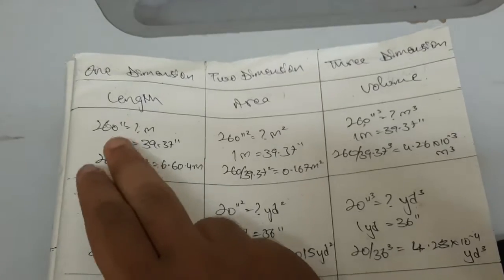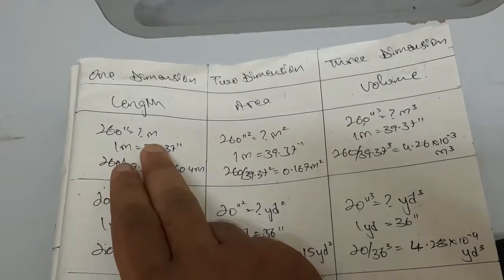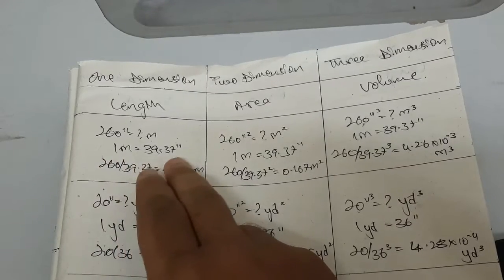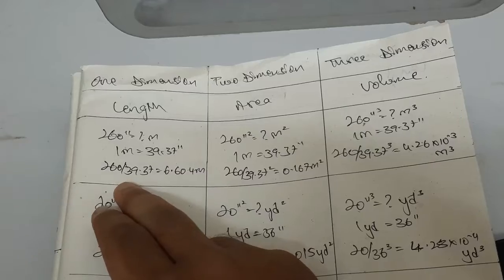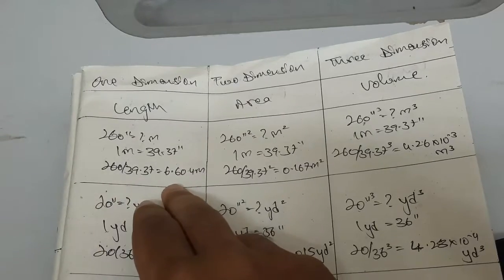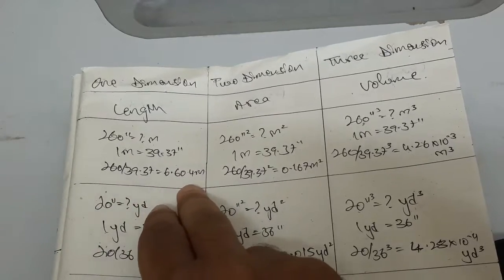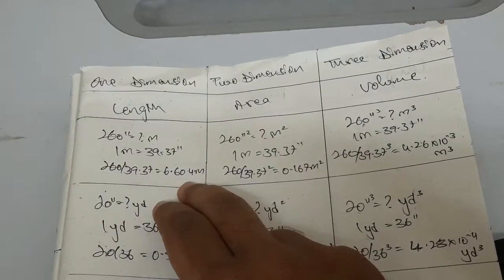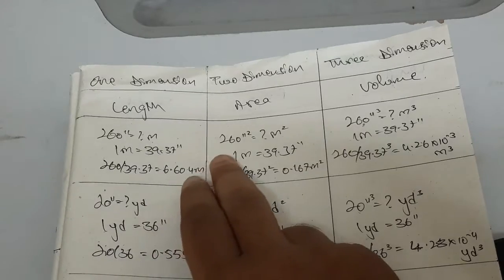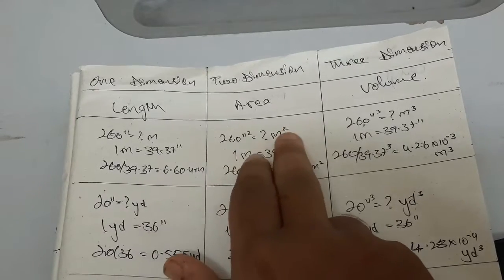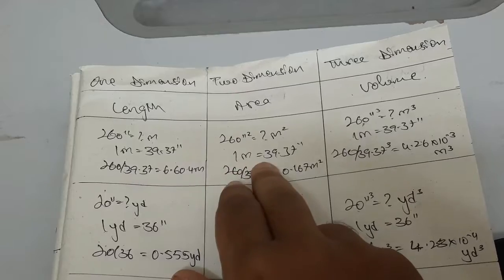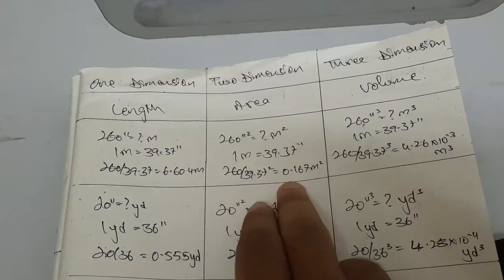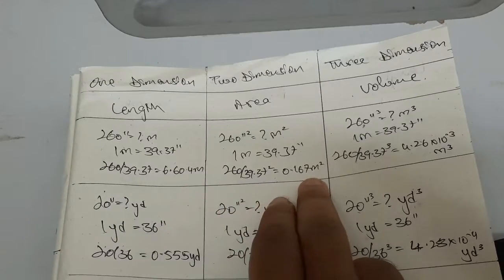Coming to our next problem, we have 260 inches is equal to how many meters? So 1 meter is equal to 39.37 inches. So 260 divided by 39.37 gives us 6.604 meters. Since we are going from smaller to bigger value, we are dividing. So now 260 inch square is equal to how many meters square? Since 1 meter is equal to 39.37 inches, 260 divided by 39.37 square gives us 0.167 meters square.